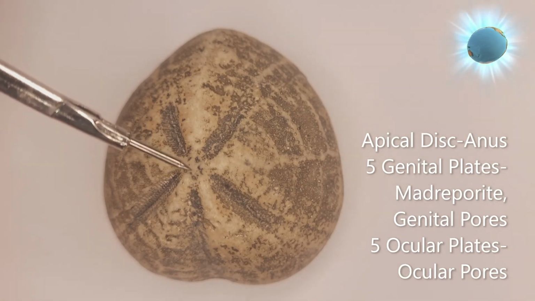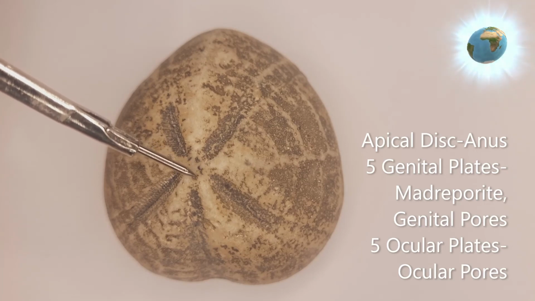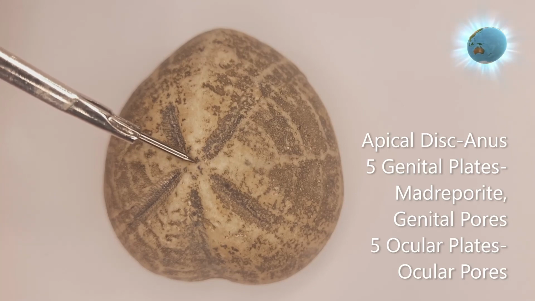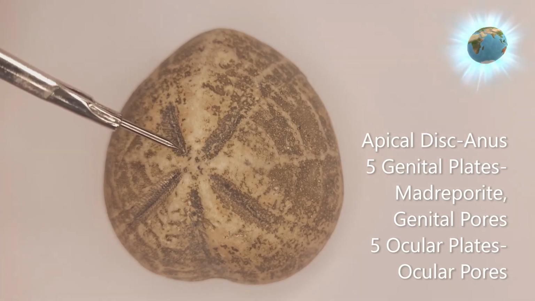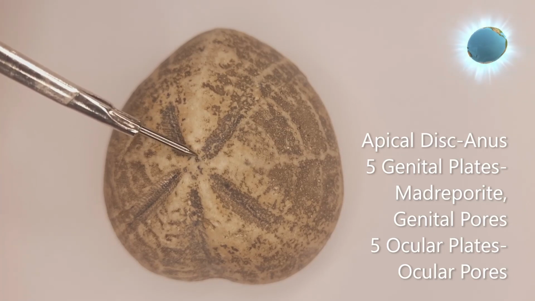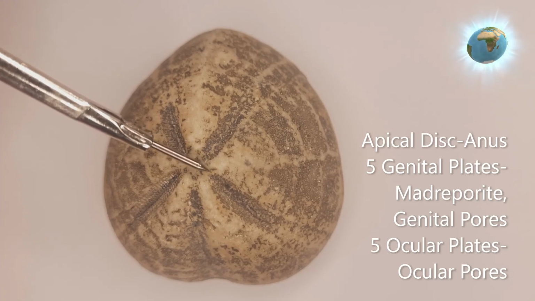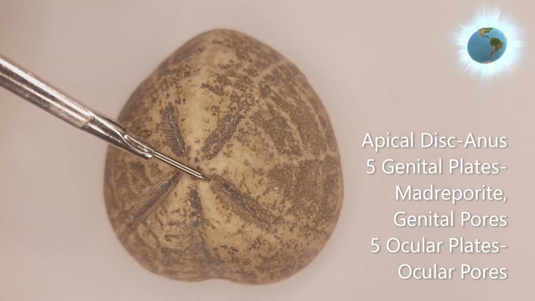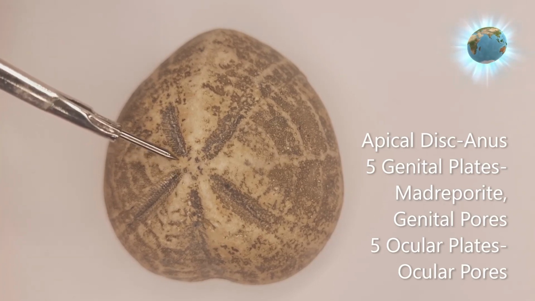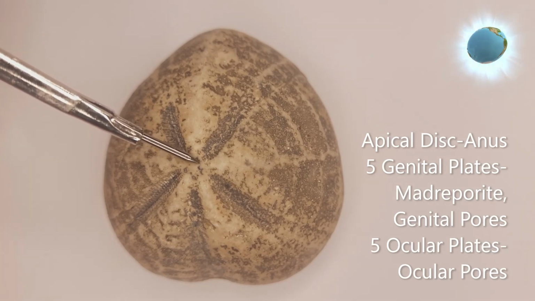Here, this is the place for the anus, and 5 genital plates will be placed here, between these two depressed areas. Here, one genital plate. This is 2, the place for the second genital plate. This is the third place for a genital plate, the fourth place, and this is the fifth place for a genital plate. So these are the 5 places where genital plates will be.